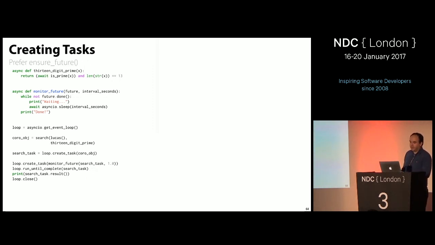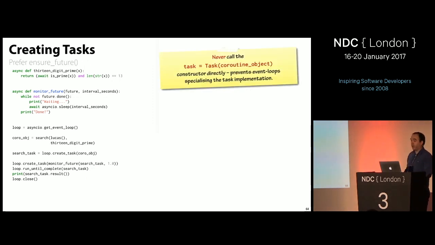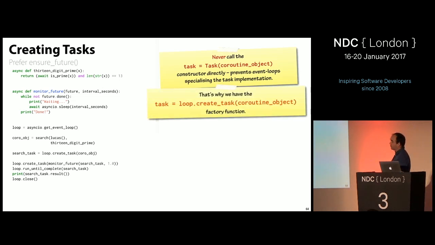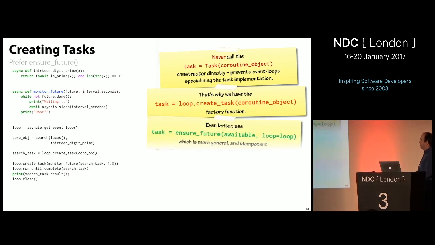Another very confusing naming thing in the library is how you should create tasks. For the same reasons as futures, you shouldn't call the task constructor directly. You should prefer to call the create task factory on the event loop. That allows the event loop implementation to specialize the task. Even better, though, you should call ensure future instead. Ensure future actually calls this.